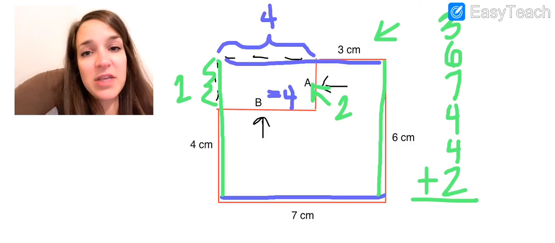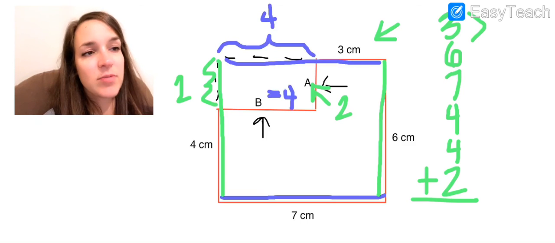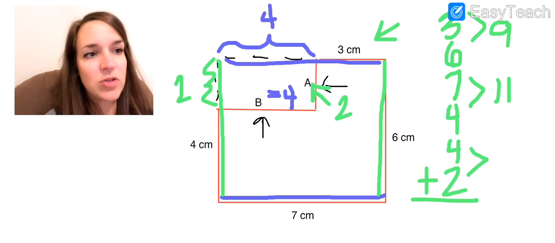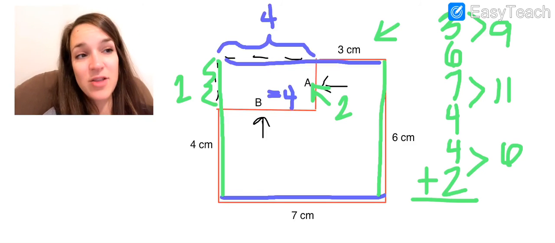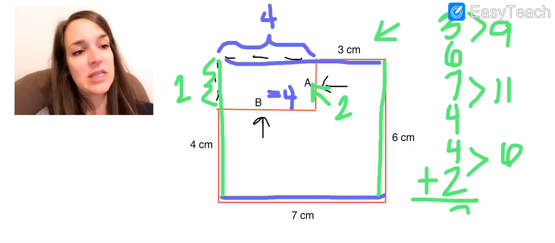So you can group these however you want to add them, but I know 6 plus 3 is 9, so sometimes it helps to just go a little piece at a time. 7 plus 4 is 11, 4 plus 2 is 6. So then if I add those, I know 9 plus 11 is 20, plus 6 is 26.